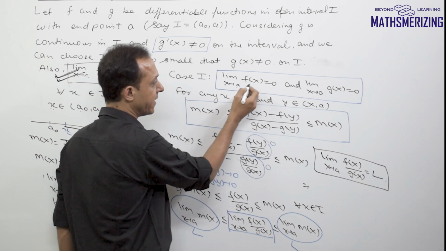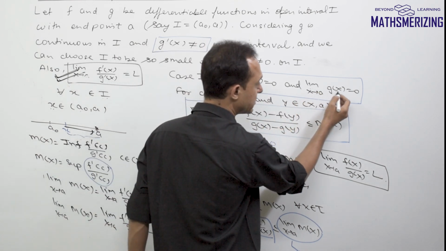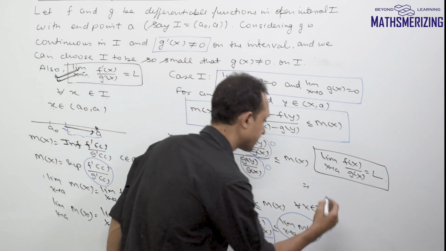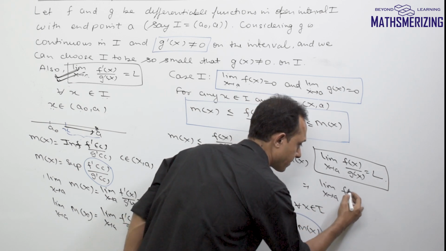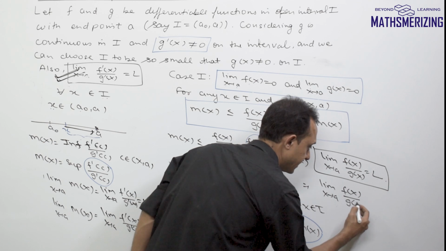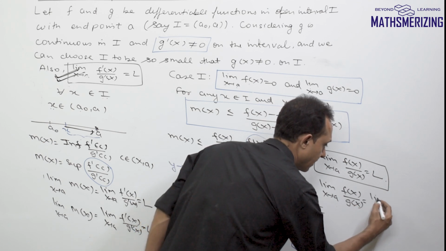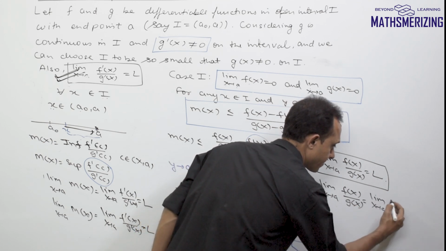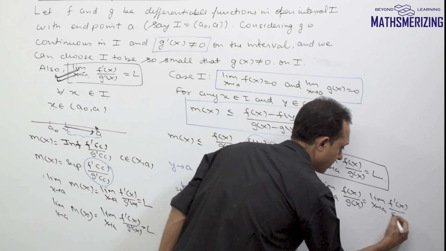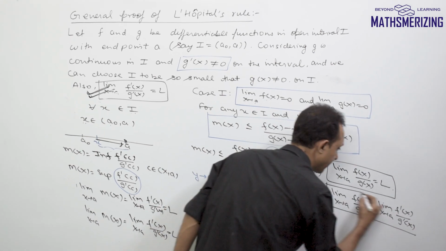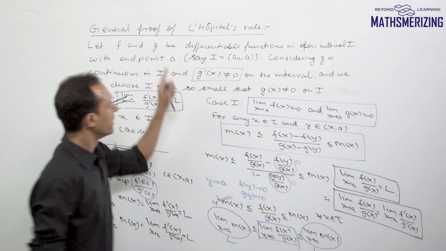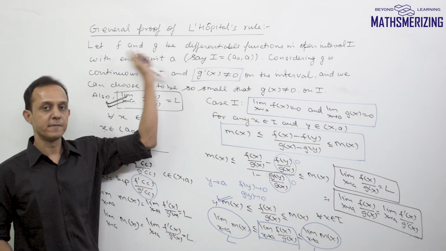so when limit x tends to a f(x) is 0 and limit x tends to a g(x) is 0, in that case limit x tends to a f(x) upon g(x) is equal to limit x tends to a f'(x) upon g'(x), provided all the necessary conditions of L'Hopital's rule are satisfied.